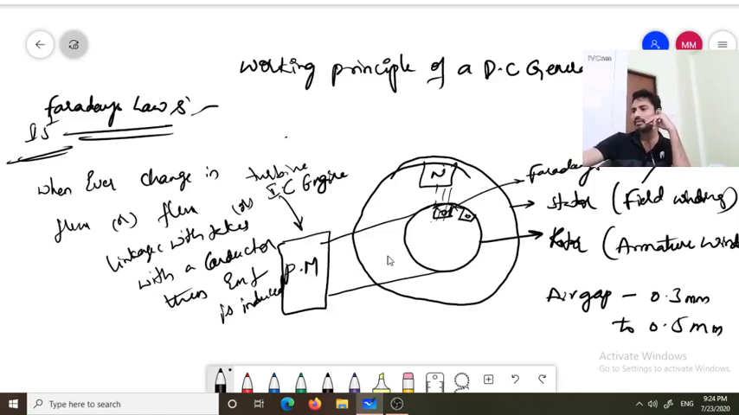We can define the conductor in the same way: whenever a conductor links with a flux change, EMF will be induced. So here the conductor is rotating in nature, that means the conductor is changing and the flux is uniform. Why? Because we are giving a DC excitation, so it is uniform.